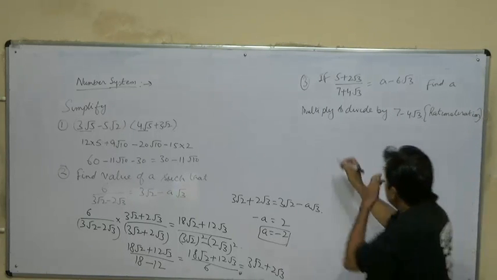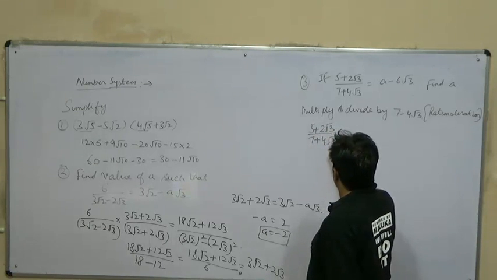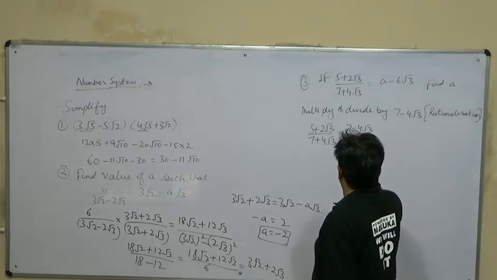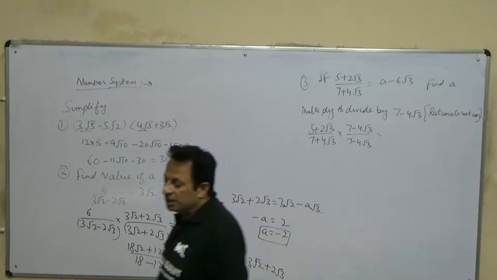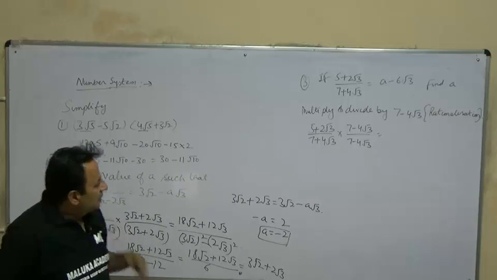So what we will get here is (5 + 2√3)/(7 + 4√3), multiplied by (7 − 4√3)/(7 − 4√3). So we have multiplied and divided by the rationalizing factor.